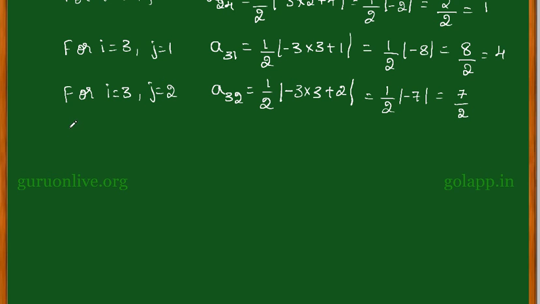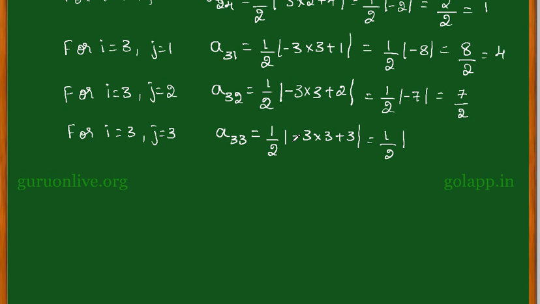Next, for I equal to 3, J equal to 3, we get A33, which is equal to 1 by 2 of minus 3 into 3 plus 3, which gives 1 by 2 modulus of, within modulus we have minus 3 into 3, which is minus 9 plus 3, which gives minus 6. So modulus of negative becomes positive, which gives 6 by 2, where 6 by 2 is 3.